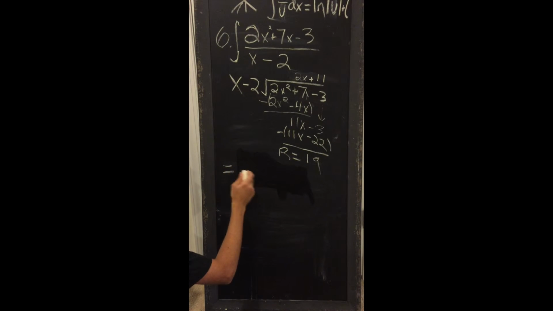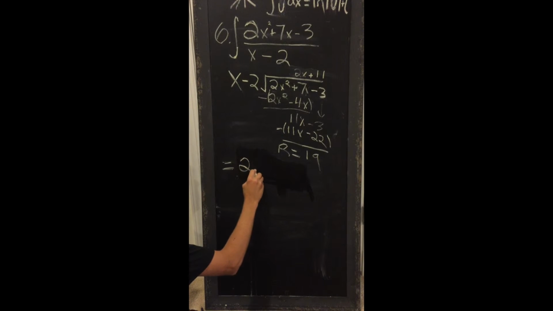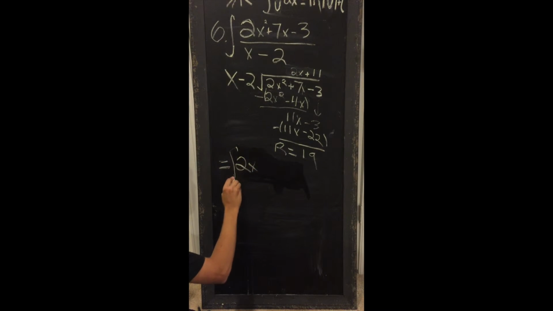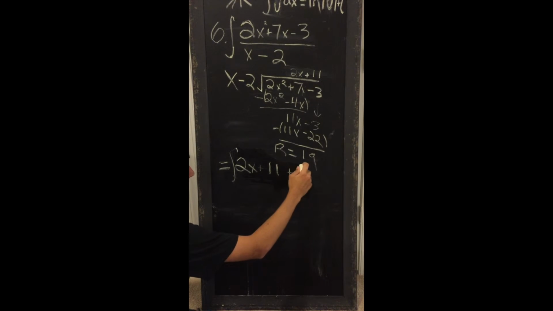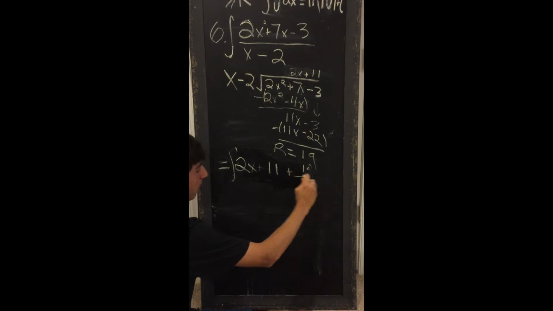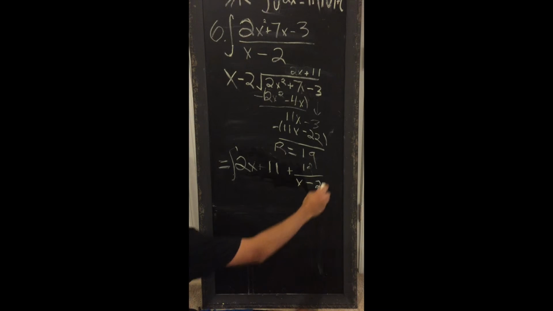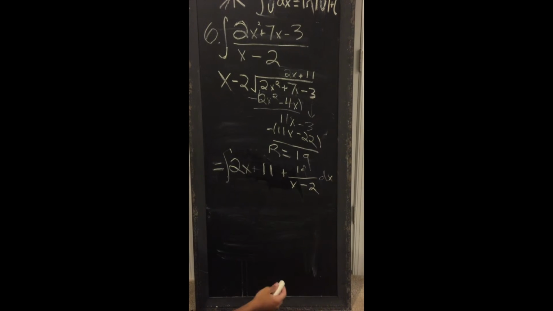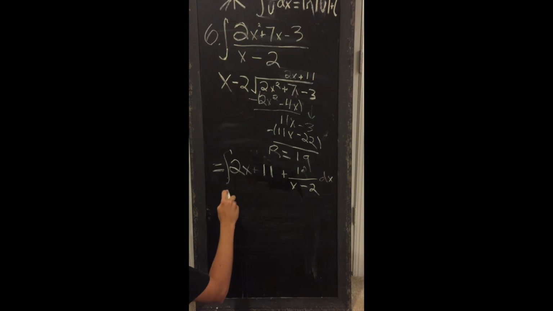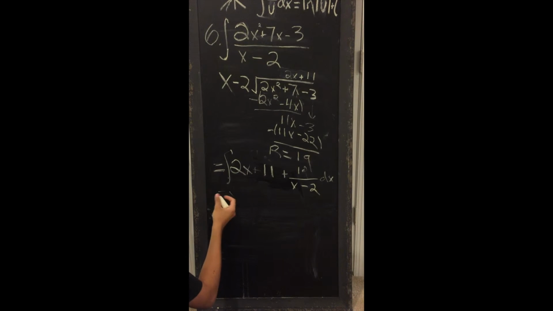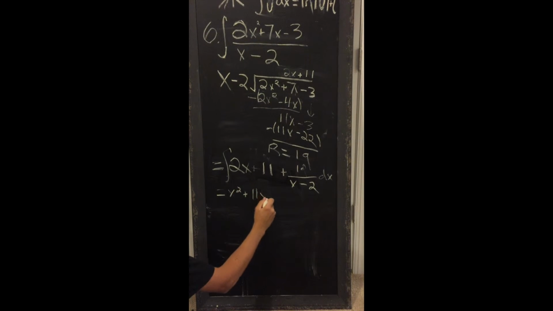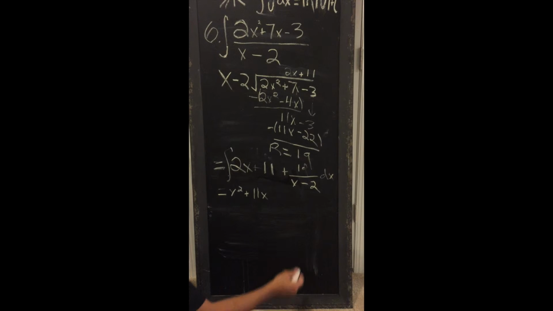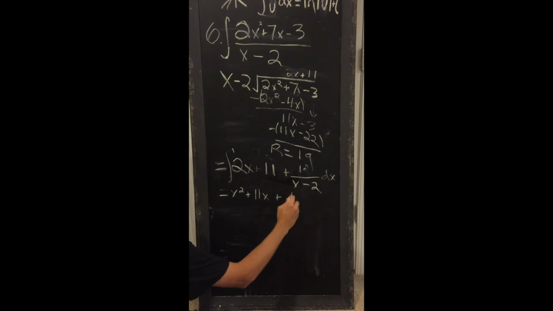Therefore, the integral of 2x squared plus 7x minus 3 over x minus 2 equals the integral of 2x plus 11 plus the remainder over x minus 2, which is 19 over x minus 2, dx. To solve this, we will get x squared plus 11x, then using our formula, we will get 19 times ln, absolute value of x minus 2, plus c.